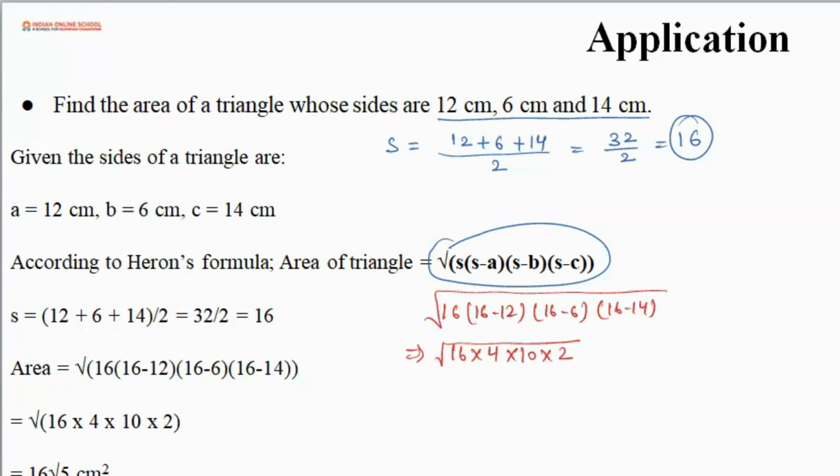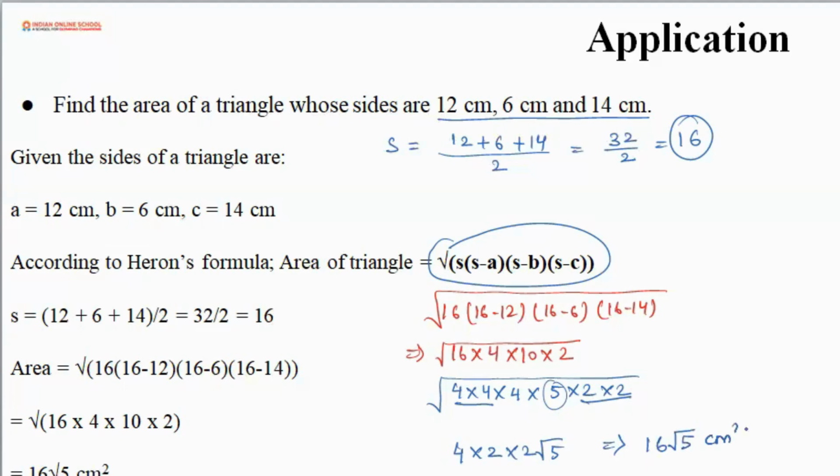Now there is a very easy way to solve this: we can factorize them. 16 we can write as 4 times 4. 4 we can just leave like this only. 10 we can write as 5 times 2, and 2 will remain like this only. Now this 4 has one pair, so we can take it out. This 4 is already the square of 2, so we can take 2 out. This 2 has a pair, so we can take this 2 out. And this 5 is all alone, so it will remain in the root. After solving this, we get 4 times 2 is 8, 8 times 2 is 16, 16 root 5.